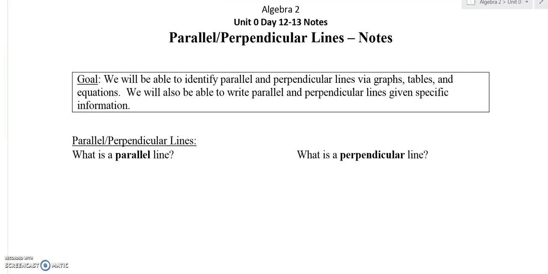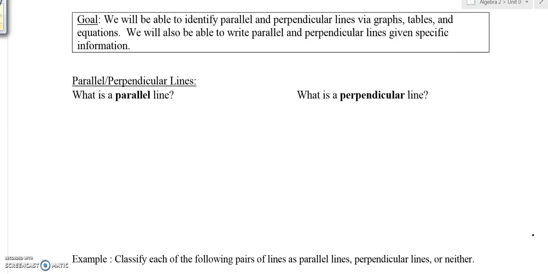Hello everyone. We're in Unit 0 on day 12, day 13, talking about parallel and perpendicular lines. Alrighty, here we go. That first section says, what is a parallel line?